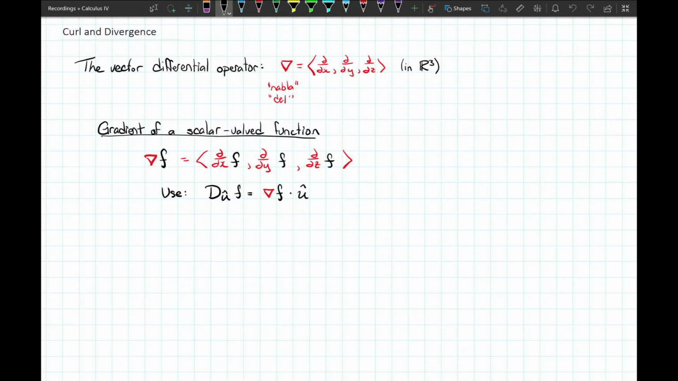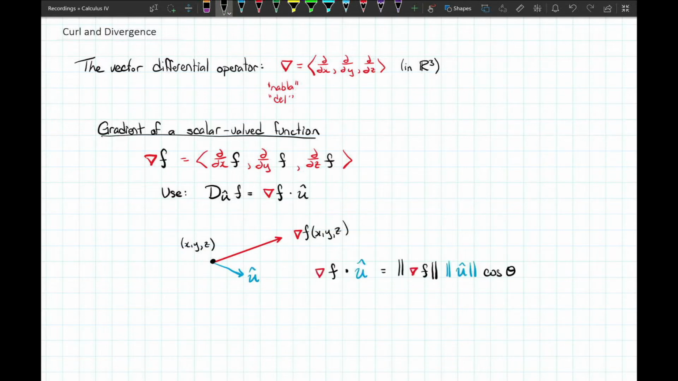We can show that the gradient of f points in the direction of the greatest rate of change of f by thinking about taking a point, let's say x, y, z, and let's suppose the gradient points in the direction of this vector I've drawn here. Now, let's suppose that we choose a direction for our direction vector u hat. Well, using the alternate form of a dot product, the value of the gradient of f dot u hat is equal to the magnitude of the gradient of f times the magnitude of the unit vector times cosine theta, where theta is the angle between the two vectors from 0 to pi.